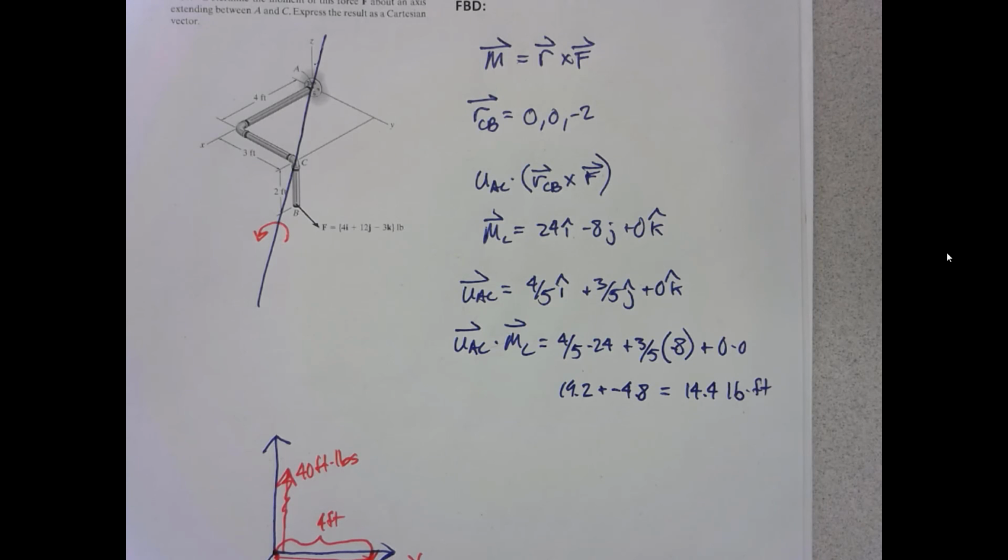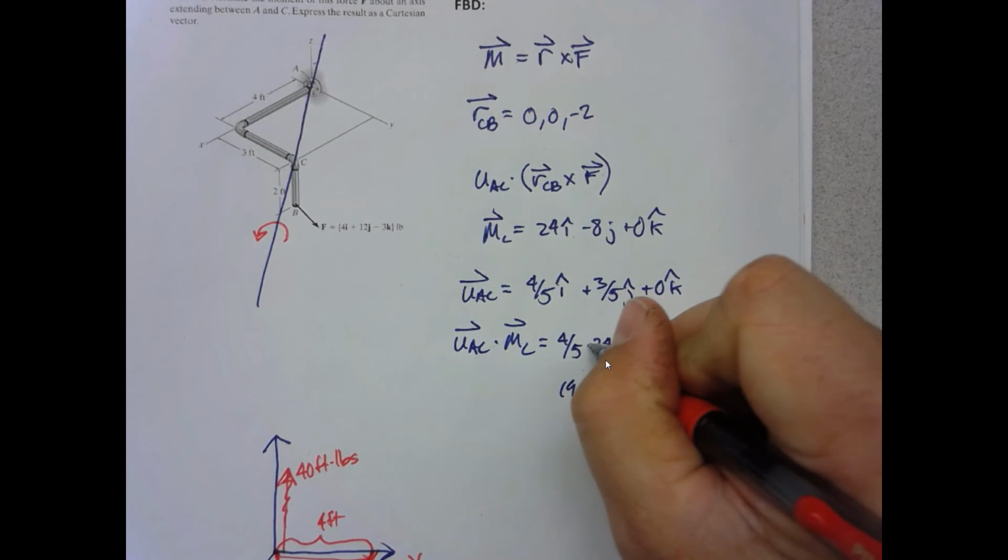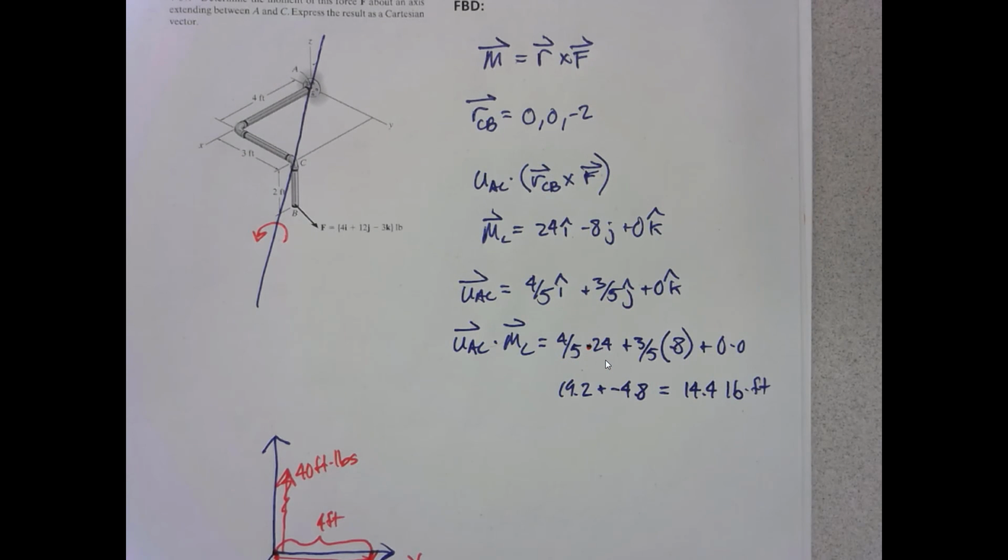Travis: it's supposed to be negative 19.2, because it's negative 24 times 4. No, it's positive. That's a multiplication sign. Positive.